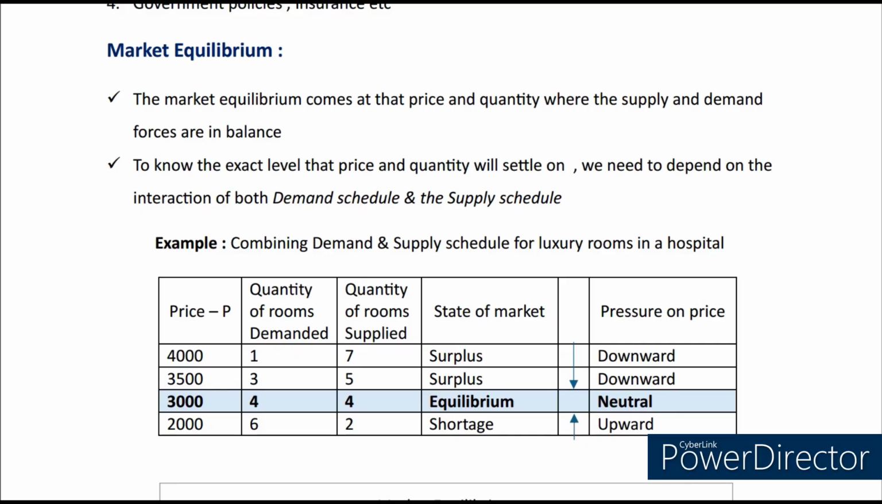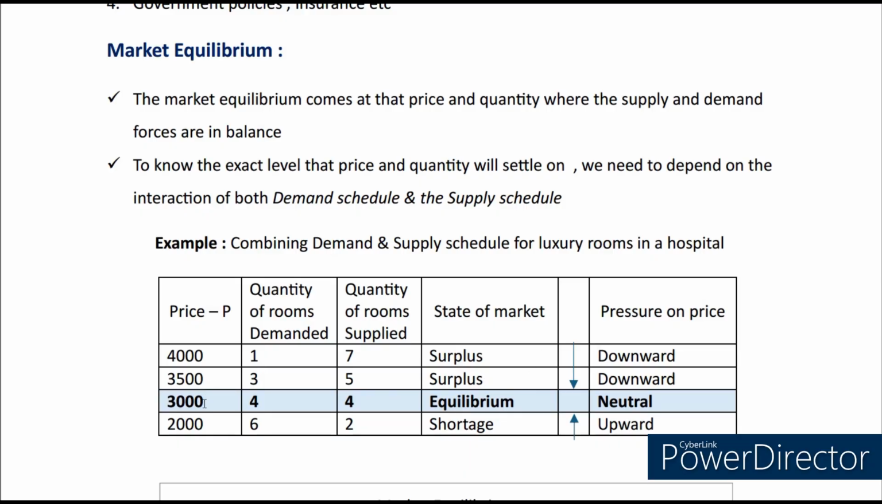So first look at the first price point, that is 4,000 rupees. At the price of 4,000 rupees, the number of rooms demanded by patients is 1, but the number of rooms the hospital is willing to supply is 7. That means supply is more, demand is less. So the state of market is surplus. Similarly, at the price point of 3,500 rupees, the quantity of rooms demanded by patients is 3, but the hospital is willing to supply 5, which is also more. So the state of market is surplus again.